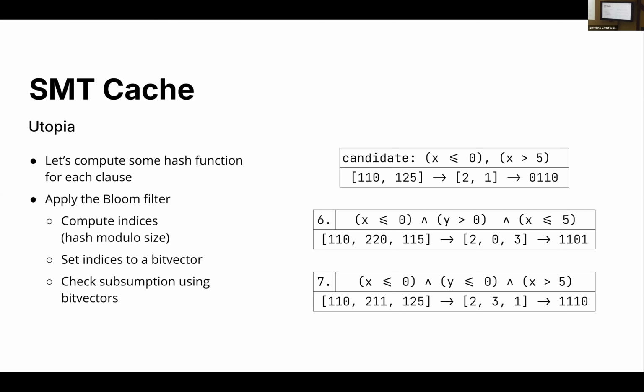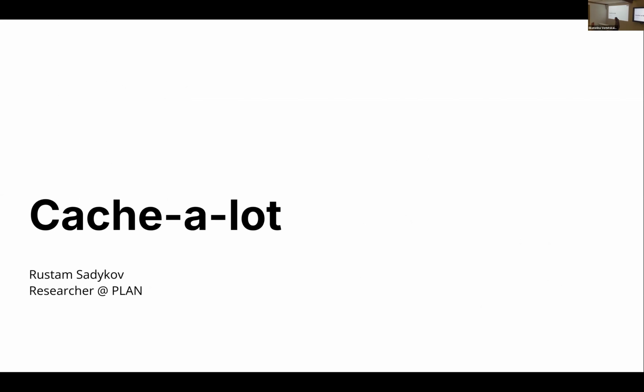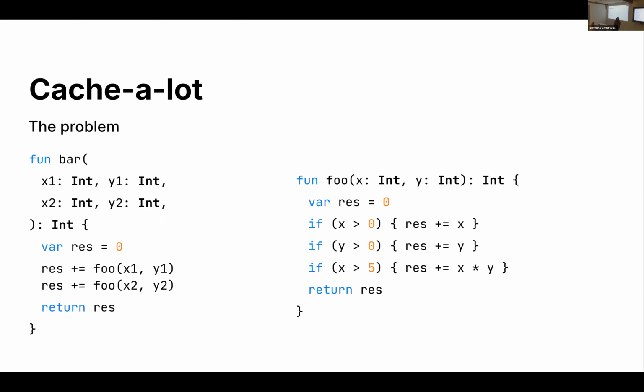So after we sort the candidates and filter them out, we should apply the testing function by checking the subsumption of the formula itself without any hash functions. And here we can continue to the cachalot. And what's the problem with the Utopia approach?